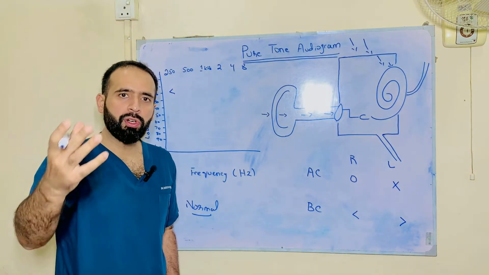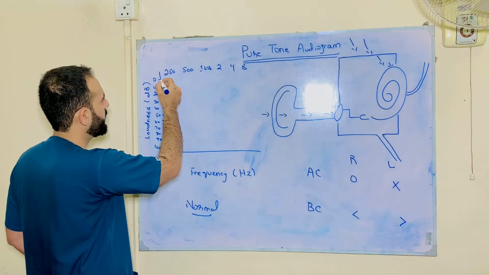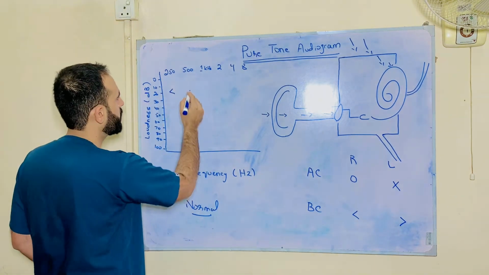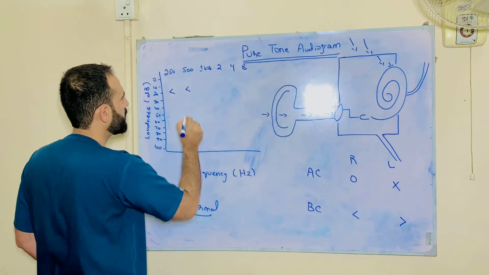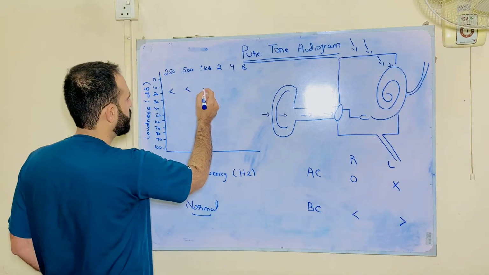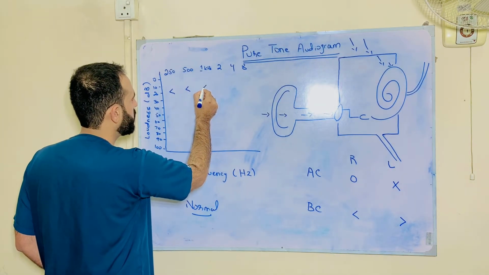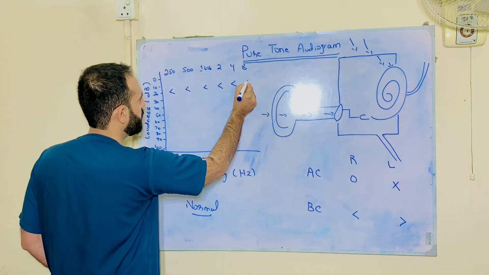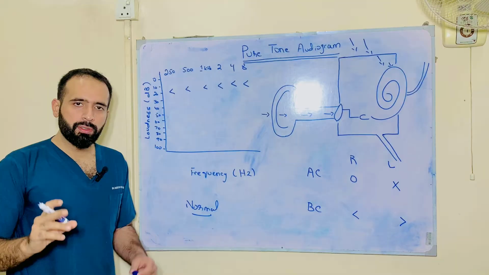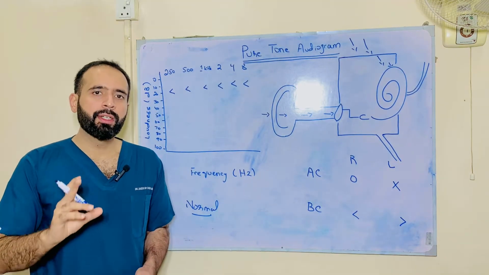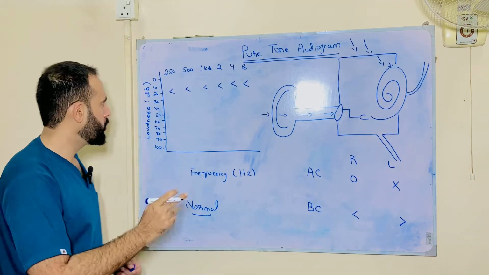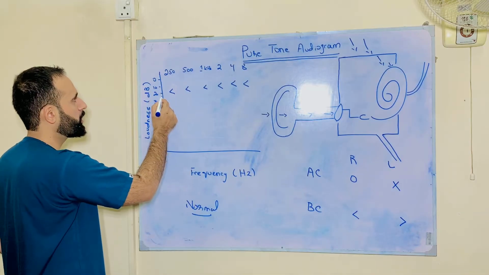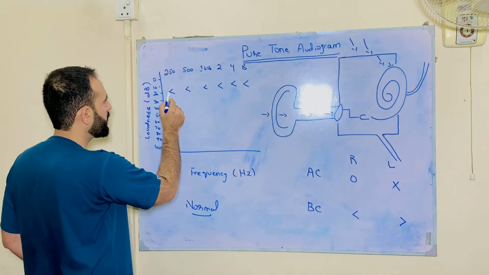Then I proceed on to 500 Hz. Again, the patient hears the sound at 10 or 20 decibels because he is a normal patient. Again, I select 1000 Hz. The patient should hear at 10 or 20 decibels. 2000 Hz same, 4000 Hz same, and 8000 Hz. So in a normal person, the patient should be able to hear the sounds at either 10 or 20 decibels, and it should be a straight line.